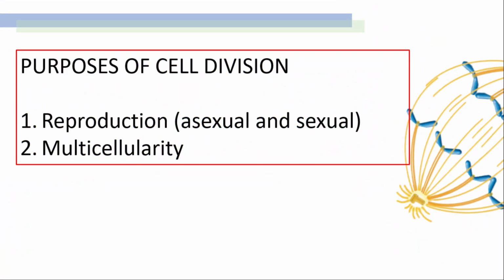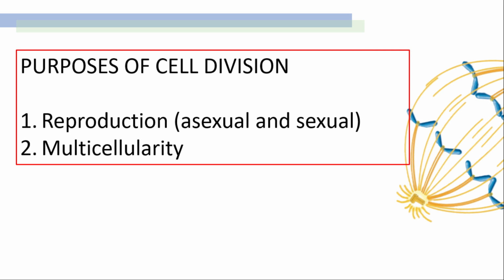Previously, we mentioned the two main purposes of cell division as enumerated by Bruker. Number 1 is reproduction, which can be either asexual or sexual, and number 2 is multicellularity. We also established that multicellularity is achieved by mitosis. Asexual reproduction is also achieved by mitosis. Asexual reproduction again is the process in which the descendants are genetically identical to each other and to their mother cell. Again, assuming that no mutation has happened during the process.